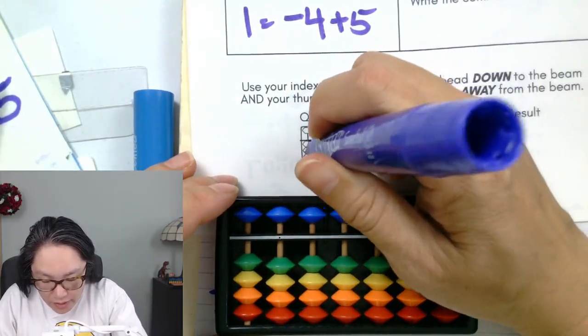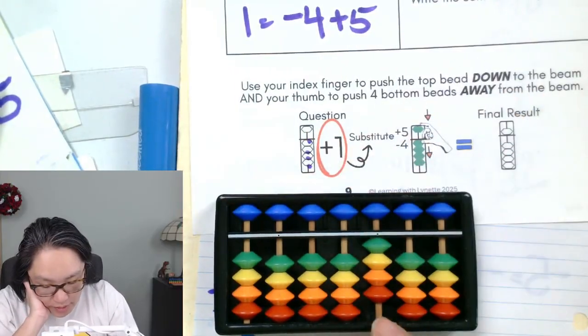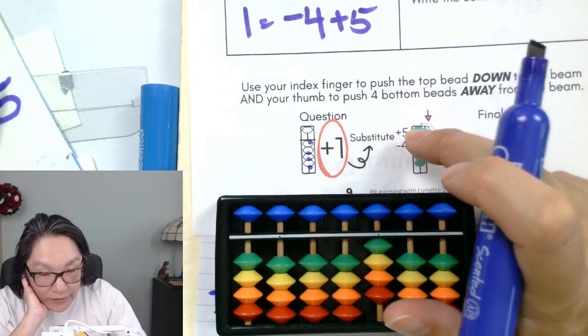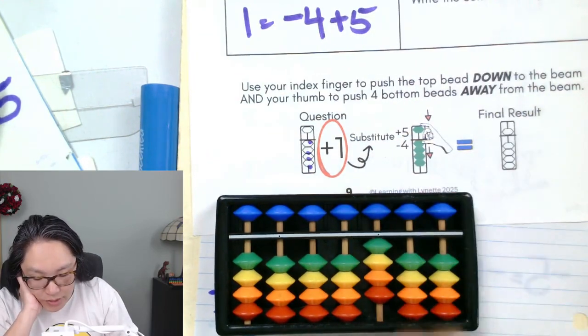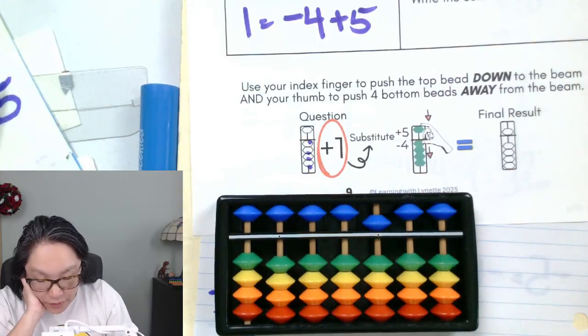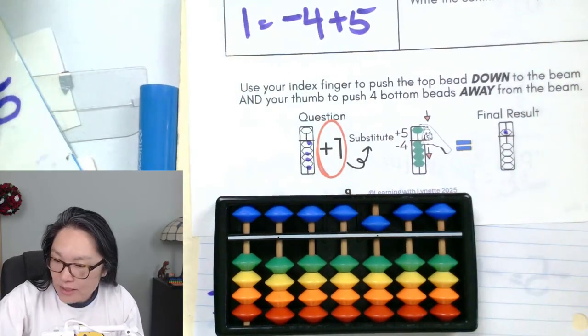So we have 1, 2, 3, 4. So we have 4 on the abacus, and we want to add the 1. Notice there's not enough beads to add the 1, so what do I do? I have to substitute plus the 5 minus the 4. So I'm going to substitute plus the 5 and minus the 4. My final answer is 5. That's what it is.